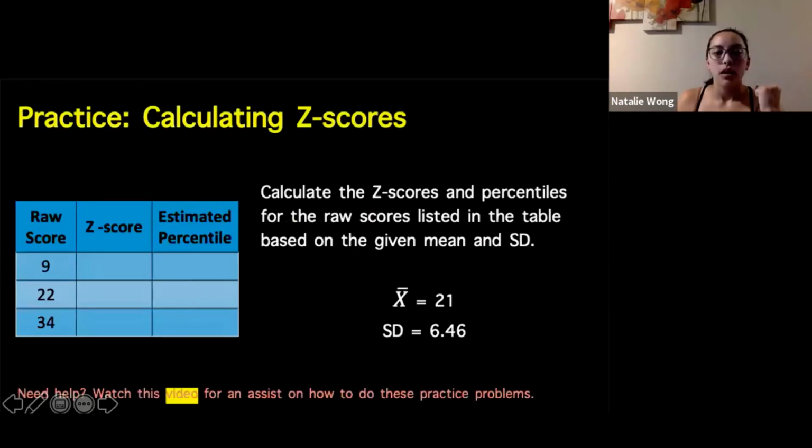All right. Calculating z-scores, again, I've linked videos in your PowerPoint, so you just right-click and open the hyperlink. But this is a practice for you guys. Basically, I've given you a raw score of interest, your sample mean, which is X bar, and your sample standard deviation. And all you're doing is taking the raw score minus the mean, divided by the standard deviation. That gives you your z-score. You look that z-score up on the table, and then the table gives you your estimated percentile, which you can present either as a percentage or as a decimal between 0 and 1.